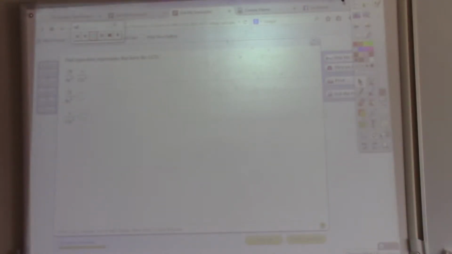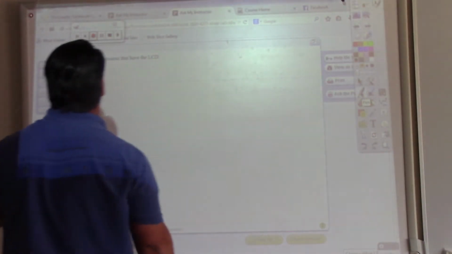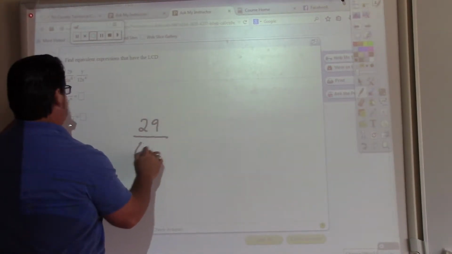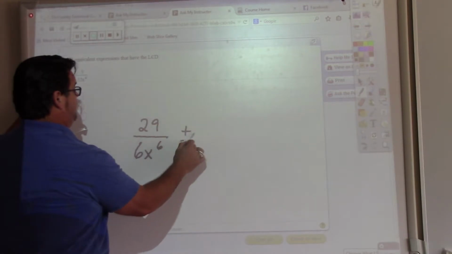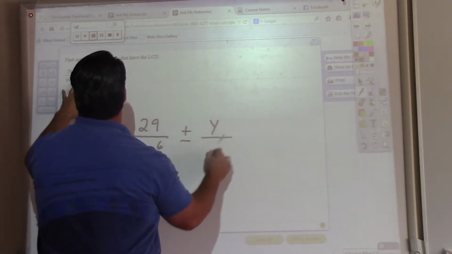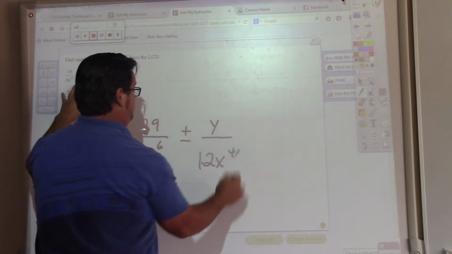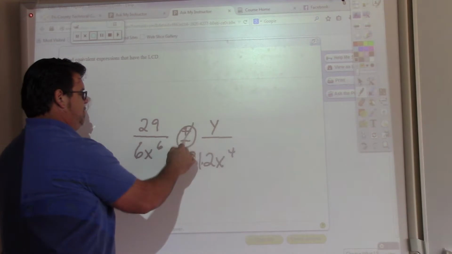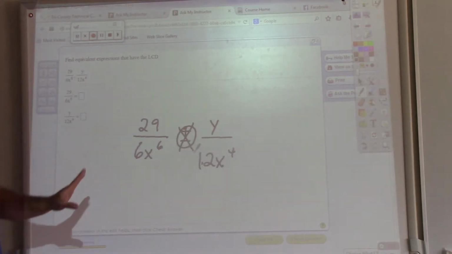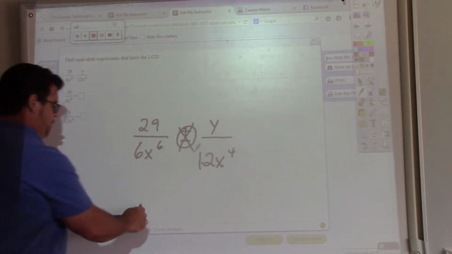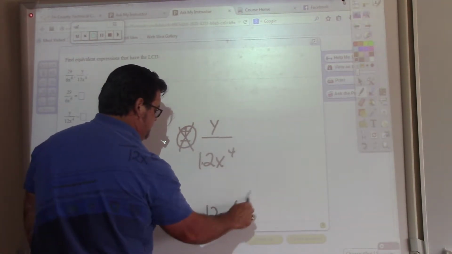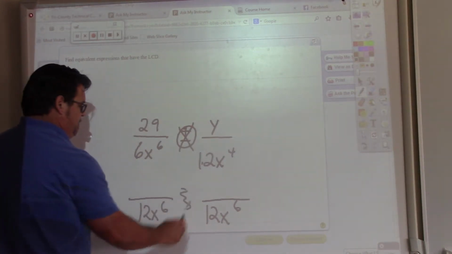Think of it as doing this. I think I showed y'all this in class. When you get one like this, just think of it as 29 over 6x to the 6th plus or minus y over 12x to the 4th, and find what? Common denominator. Just don't do this. Just think of it as a fraction problem in 12x to the 6th, 12x to the 6th, and I'm just going to put that right there.